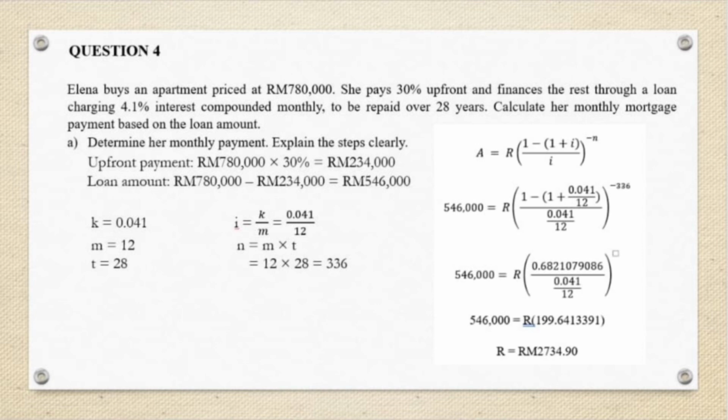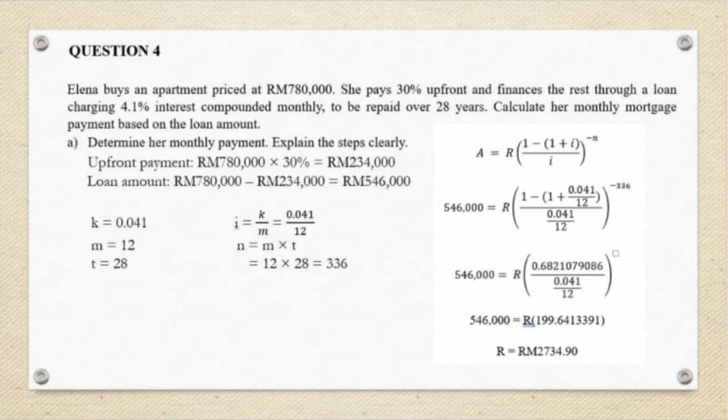So the correct formula to use is A equals R times 1 minus 1 plus I over I to the power of negative n. We use this formula because we don't have the future value of annuity, but we do have the present value. Now we can plug the values that we listed down into the formula. A, the present value, is the loan amount, which is 546,000, equals R times 1 minus 1 plus 0.041 over 12 over 0.041 over 12 to the power of negative 336. Press the above calculation first on the calculator before pressing all the calculation.